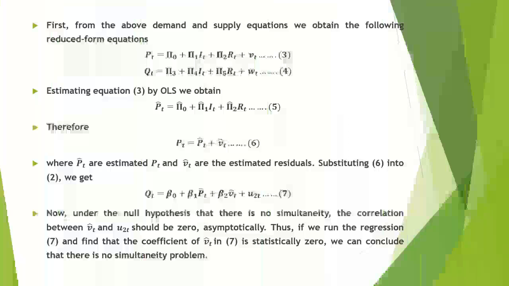The steps for using the Hausman specification test can be stated as: first, from the above demand and supply equations, we obtain the following reduced form equations. That is Pt is equal to pi 0 plus pi 1 It plus pi 2 Rt plus Vt, and Qt is equal to pi 3 plus pi 4 It plus pi 5 Rt plus Wt. Estimating equation 3 using the OLS method, we obtain P hat t is equal to pi 0 hat plus pi 1 hat It plus pi 2 hat Rt.